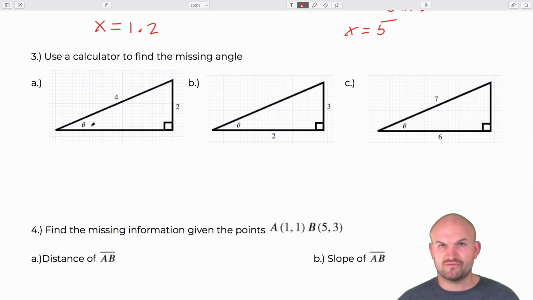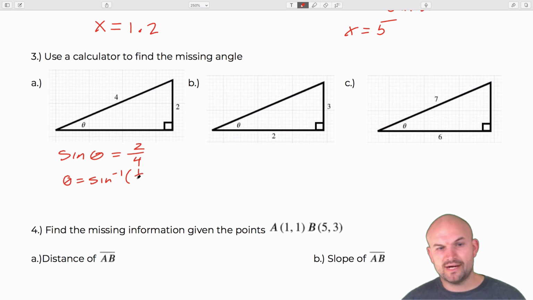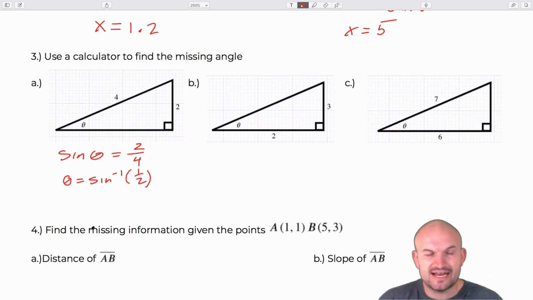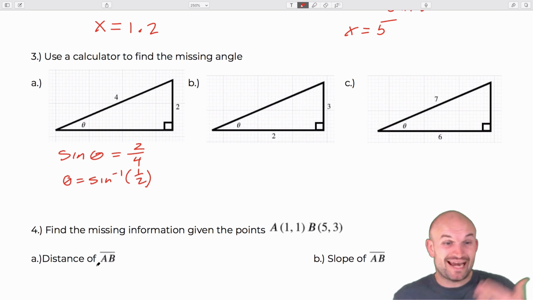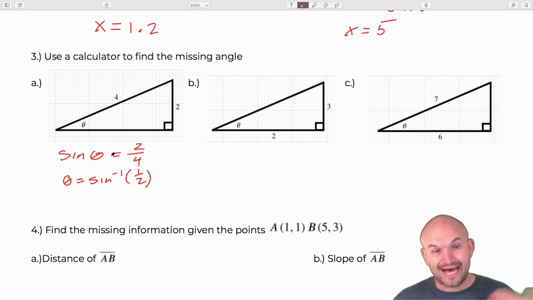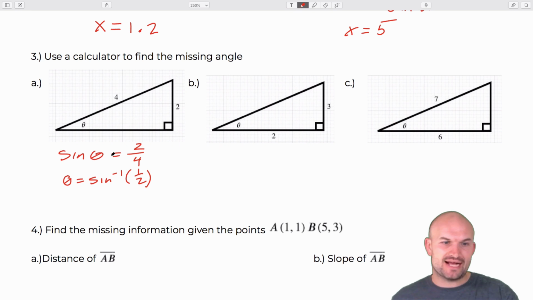In this case, we have opposite over hypotenuse, so that's going to be sine. So we could say sine of theta is equal to 2 over 4. In reality, if I want to solve for theta, I'm going to say theta equals the sine inverse of 1/2. The nice thing about this one is I don't even need a calculator. I'm basically saying, the sine of what angle is equal to 1/2? Well, I know by the unit circle that y equals 1/2 at 30 degrees. So in this case, I'm going to use 30 degrees.